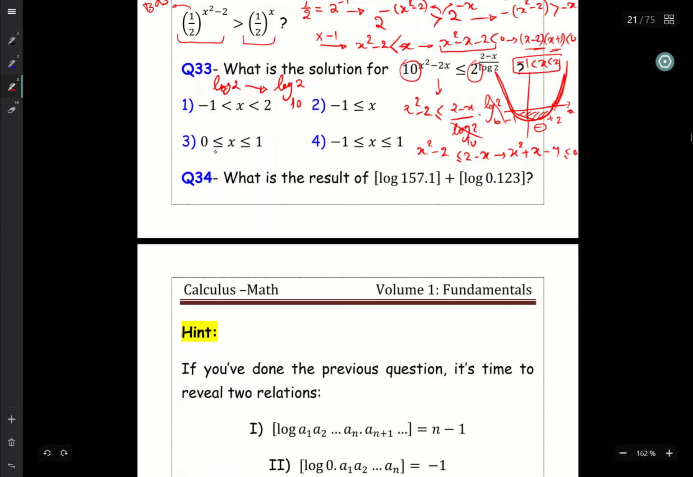Sorry, we made a mistake. X squared minus 2x less than or equal to 2 minus x. Therefore, the final inequality becomes x squared minus x minus 2 is less than or equal to 0. And this is exactly what we just solved. So it has two roots, plus 2 and negative 1, and x should be between negative 1 and plus 2.